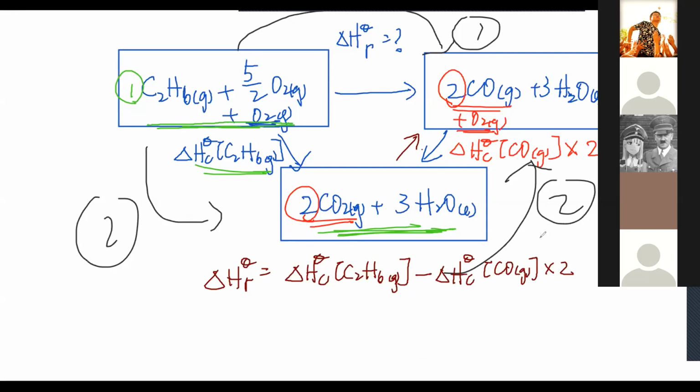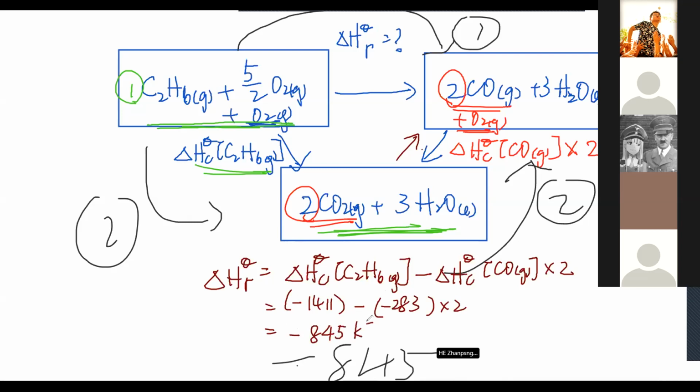Yeah. So what is the answer for this? It is minus 1411 minus what? 2 times this. So the combustion of CO is minus 283. So what will you get? It is minus 845 kilojoule per mole. Okay. So this is the enthalpy change of the reaction. Got it?